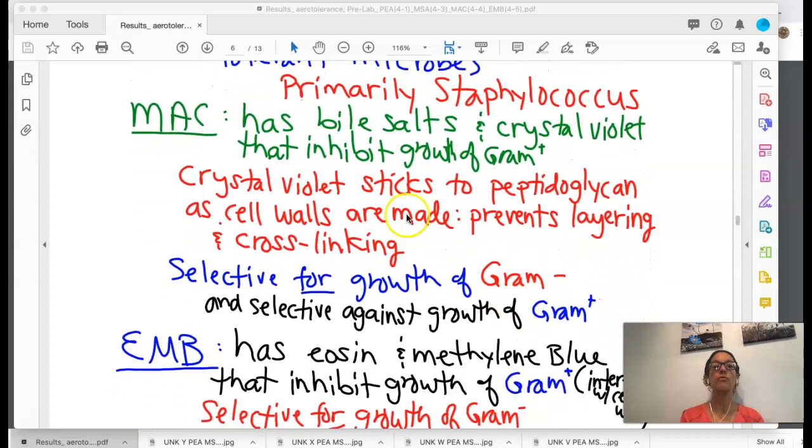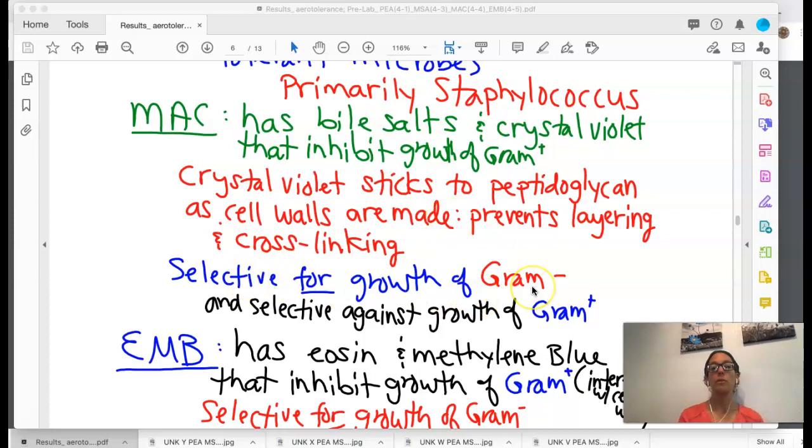Exercise 4-4 is the MAC, or MacConkey Agar. It has bile salts and crystal violet, and both of those inhibit the growth of gram-positive. We saw crystal violet in our gram stain, and that sticks to the peptidoglycan as the cell walls are being made, when the bacteria are trying to grow on that agar surface. And when the crystal violet is sticking to growing cells, it prevents those layers of peptidoglycan from building up, and the gram-positive cells cannot build their cell walls. They'll grow poorly or not at all.